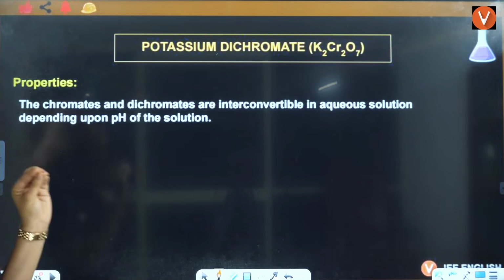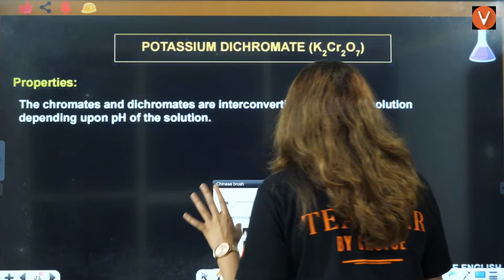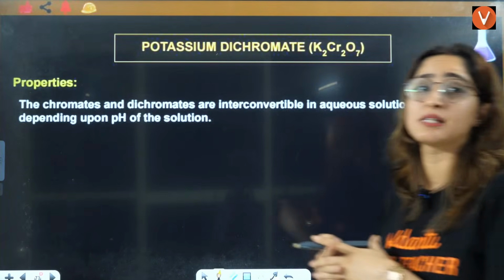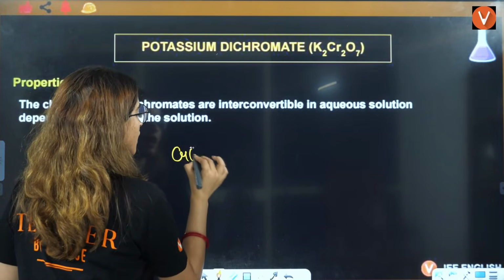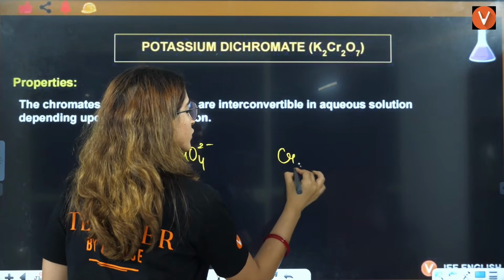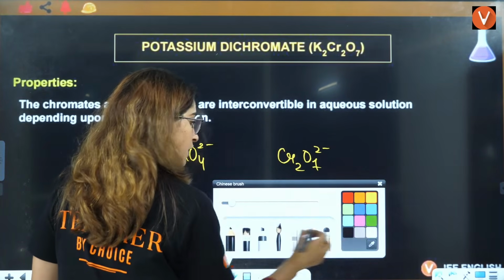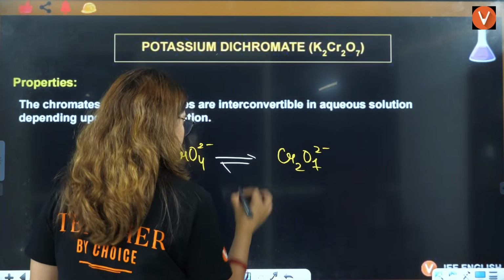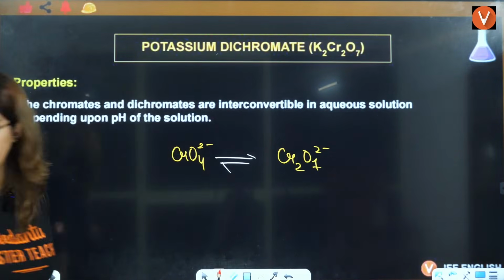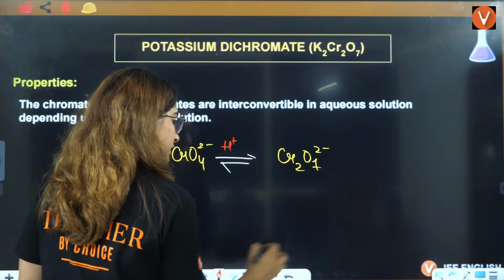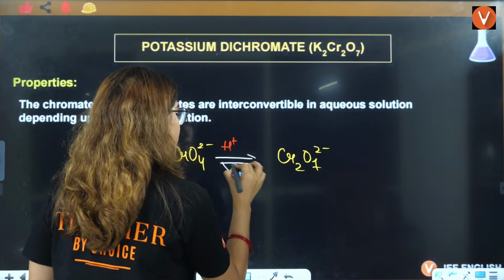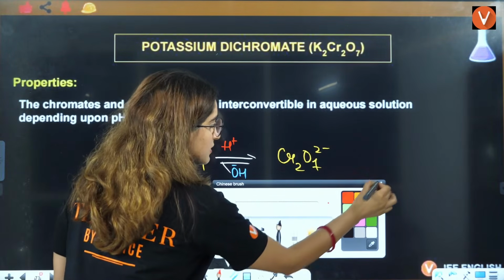Now let us see the properties, right? So the first property, guys, is that it is pH sensitive. If you see this here, this is CrO4 2 negative, this is Cr2O7 2 negative, and they are interconvertible with each other, right? So let me just put that here. This I am drawing with red pen, this I am drawing with blue pen, so that you can remember this, right?